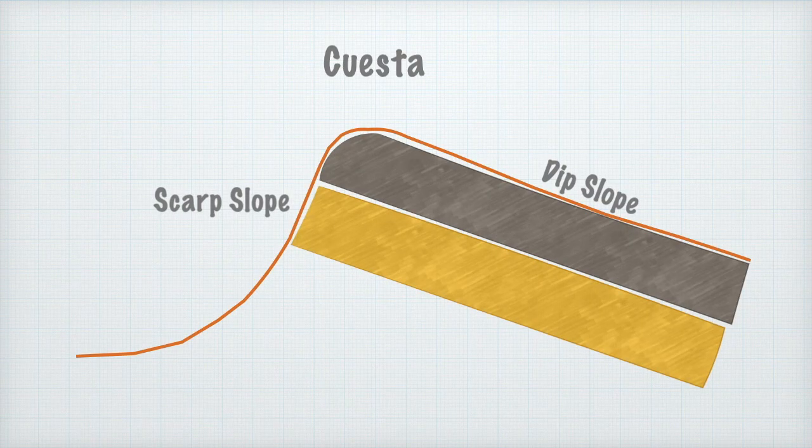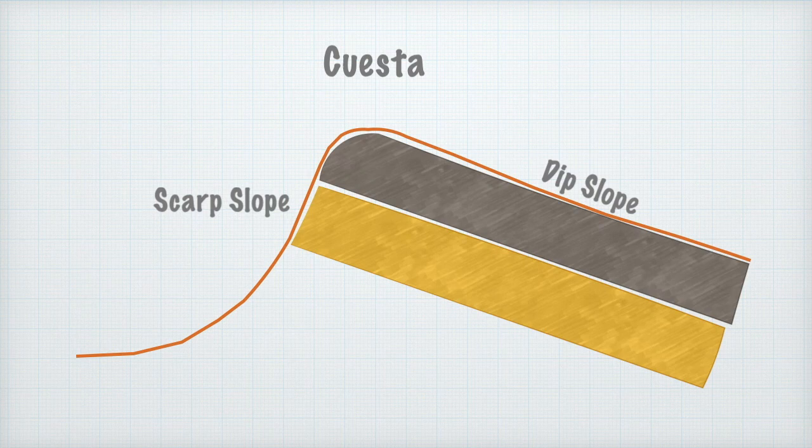Can you see the cuesta has got a steeper scarp slope and a gentle dipping slope? And can you see why it's called a dip slope? Because that represents the layers that are dipping or tilted, and so that is why that slope is called the dip slope. And usually, the top of the dip slope might then have your resistant cap rock.